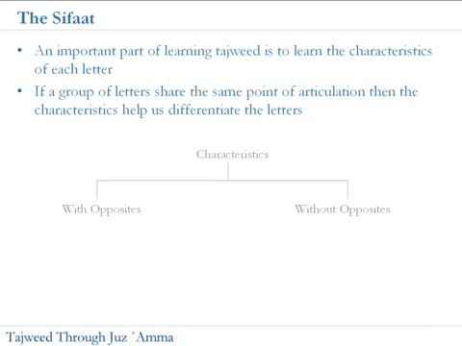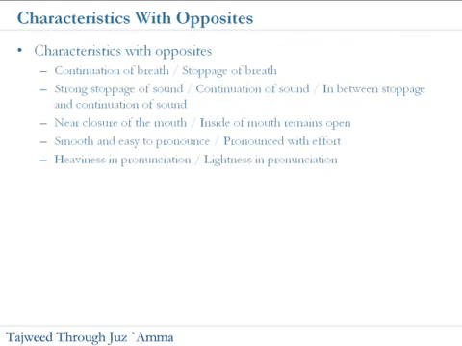Now, the characteristics themselves are divided for clarity's sake into two categories. One category is with opposites, so they're characteristics of letters and they have opposite characteristics that other letters have. And then there are characteristics without opposites, which means the characteristic itself is unique to a set of letters and there's no opposite characteristic to that characteristic. And this will become apparent when we go through the list of different characteristics. So characteristics with opposites, we're just going to cover the major categories and then we'll see which letters fall into these categories.